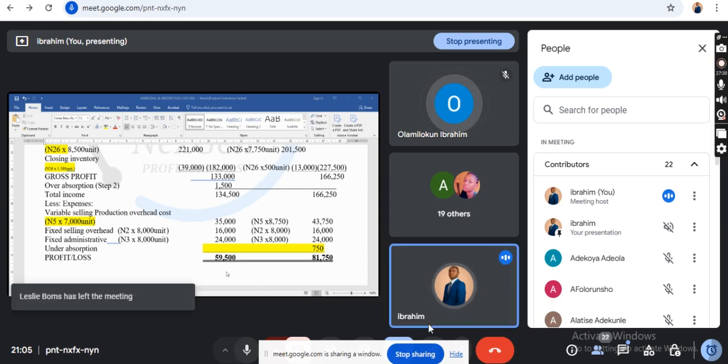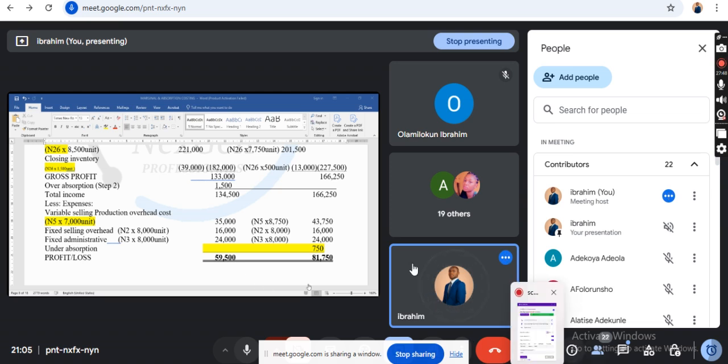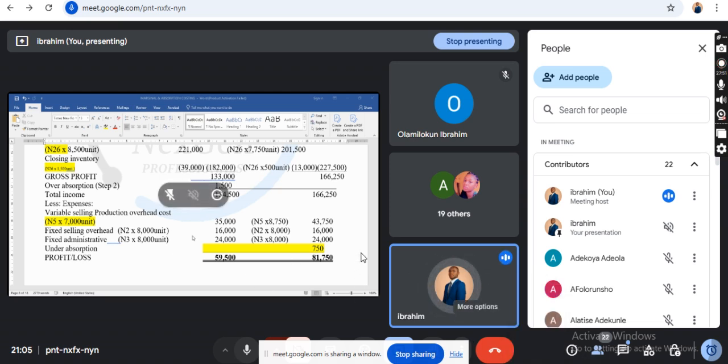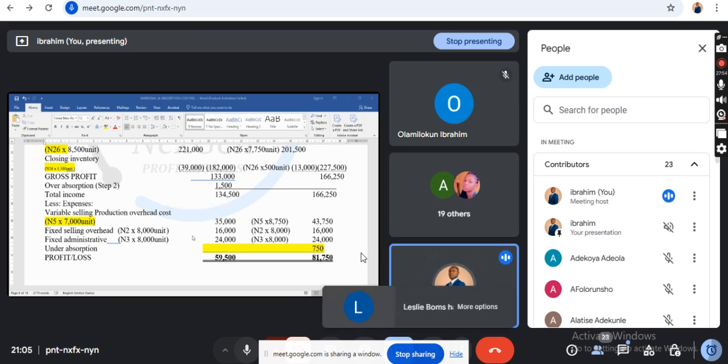So do we have any other person that wants to ask a question before we proceed to reconciliation? Please unmute your mic and ask your question. Don't forget that I've explained that absorption costing is a traditional approach or a conventional system. Because the question may say, using the conventional approach, determine the overhead. You now say, which one is conventional? Which one is traditional? It is absorption costing, right?